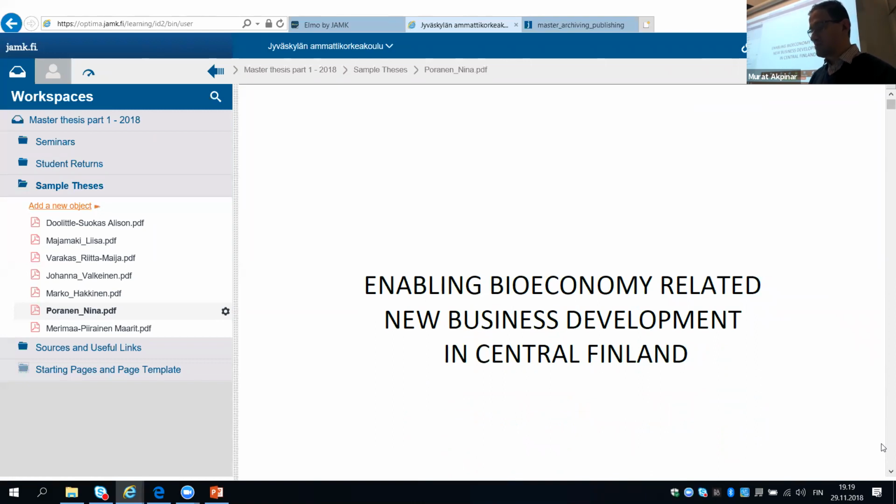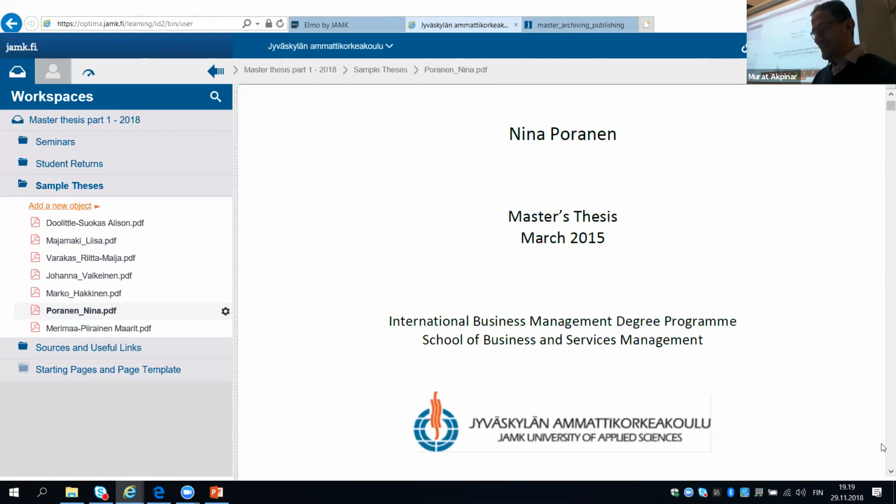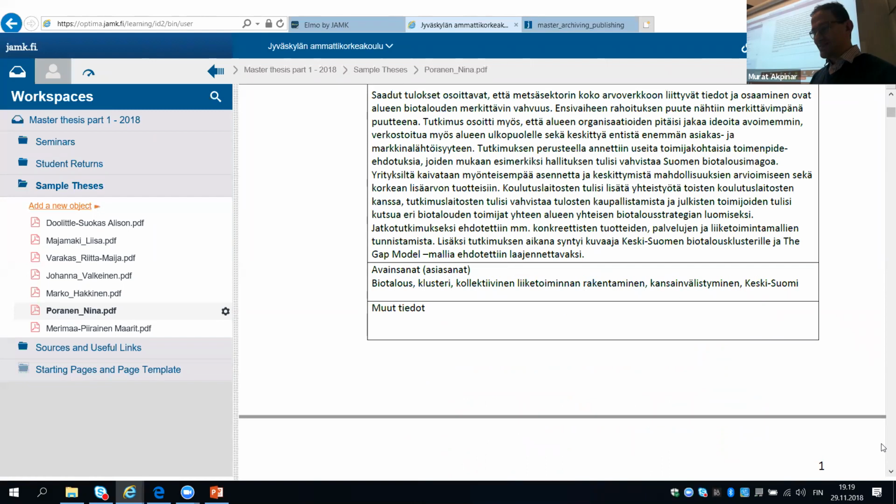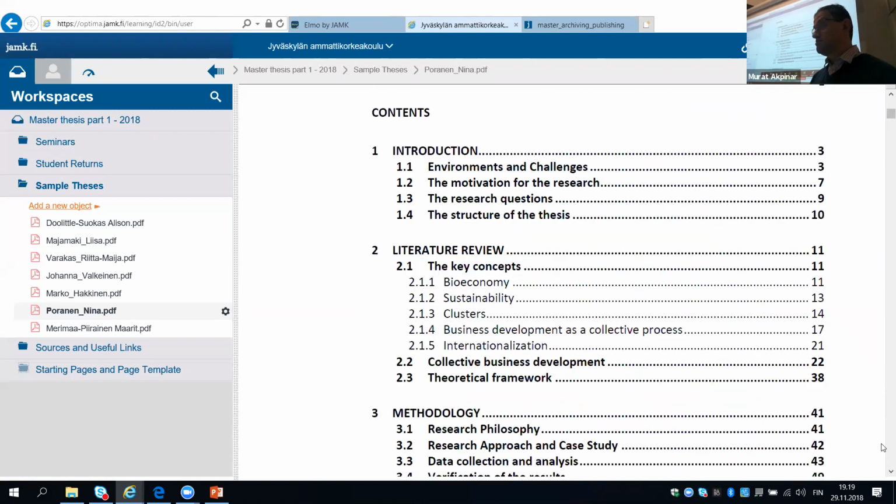I think you will all be experts of this thesis when we go through all the chapters. You will know this thesis by heart. This is a good thesis. This is a good one, so that's why I'm sharing it with you.